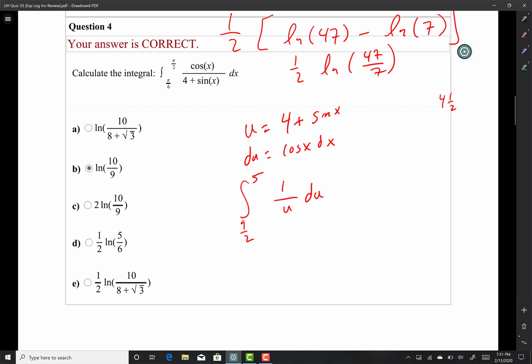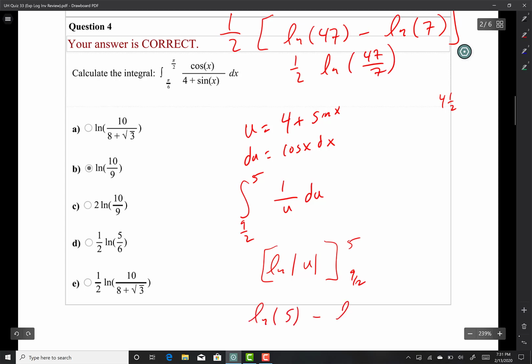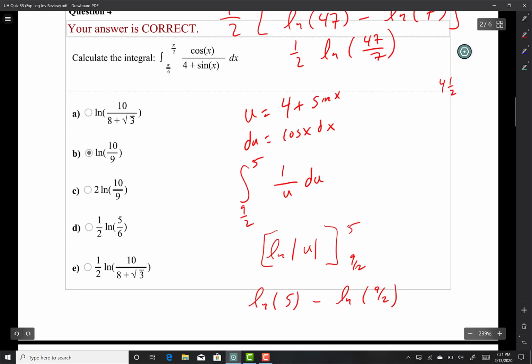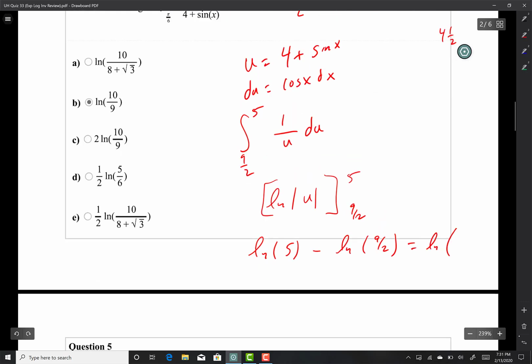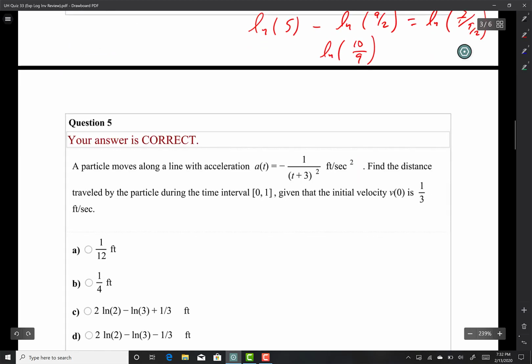So here we go. Let's see, ln absolute value of u. And I'm going to evaluate this from 9 over 2 to 5. So it's going to be ln of 5 minus ln of 9 over 2. So then this becomes ln of 5 over 9 over 2. So that's like 5 over 1, guys. Keep, change, flip the 9 over 2. So 2 times 5. So my final answer is ln of 10 over 9. Yay. I hope you guys are liking these.